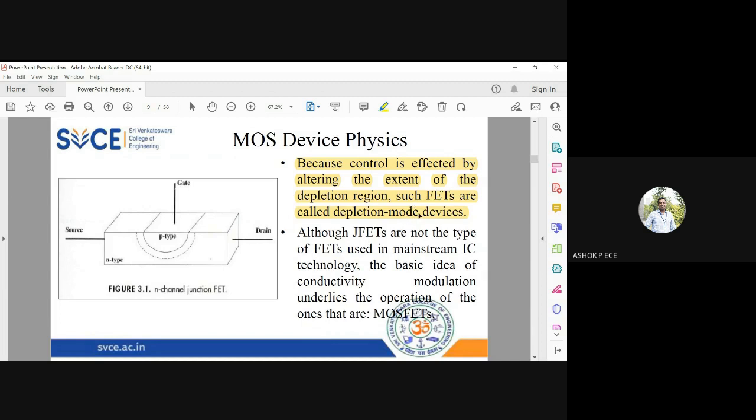So depletion mode means the charge carriers count will be reduced. In enhancement mode, the charge carriers count will be increased. More charge carriers, more current, and more amplification will take place.